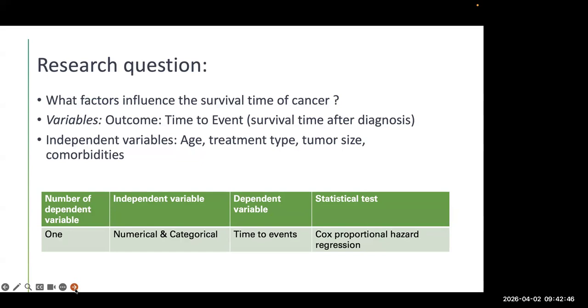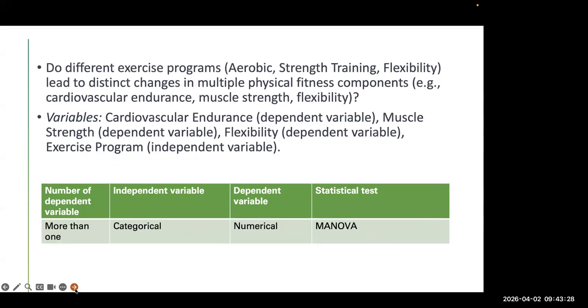Okay, so what factors influence the survival time of cancer? The outcome is time to event, for example survival time after diagnosis. So the independent variables, maybe you want to look at the age, treatment type, tumor size, or comorbidities. So the independent variables should be more than one factor. Independent can be numerical and categorical, but I only have one dependent variable, which is survival time of cancer, which is time to event. So the statistical test that you should use is called proportional hazards regression, which is one type of survival analysis. Okay, next.